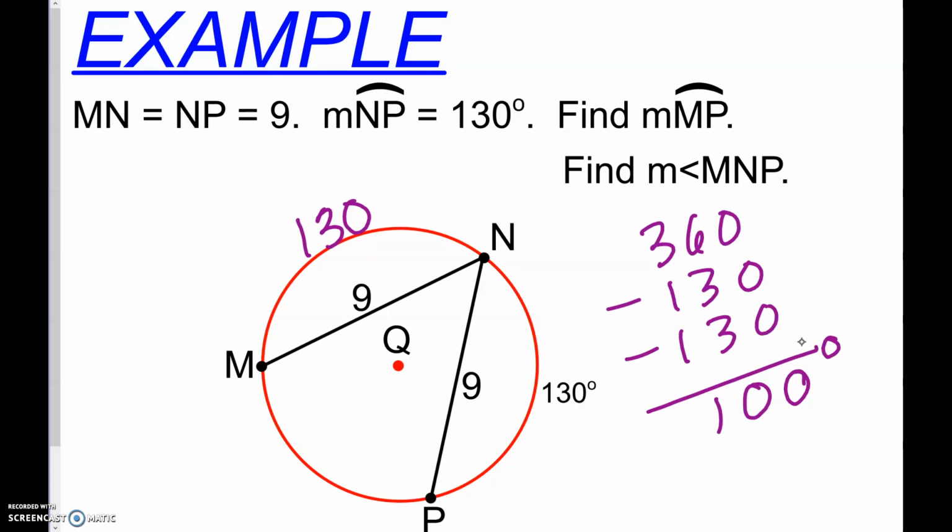Now there's one other thing in here too, and it says find the measure of angle MNP. This is something that we're going to be doing next week when we're finishing up this chapter here. They talk about inscribed angles, so we're going to talk about that later. It's not going to be on this test coming up.